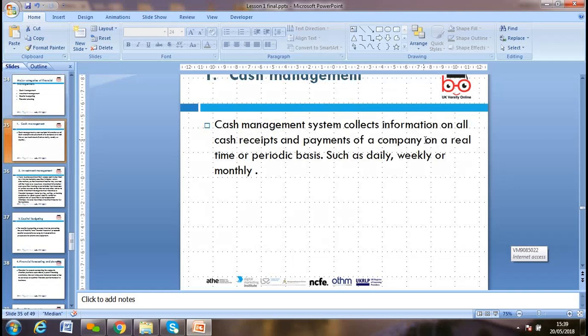Cash management is a system of collecting information on all the cash receipts and payments of a company on a real-time or periodic basis, such as daily, weekly, or monthly.